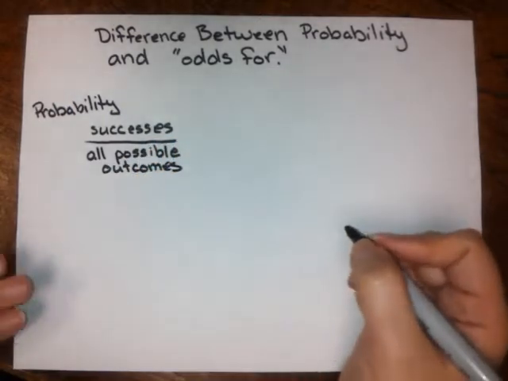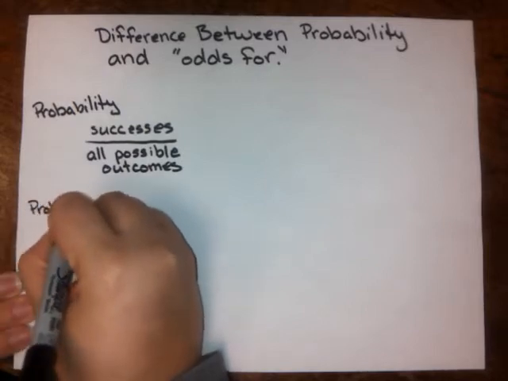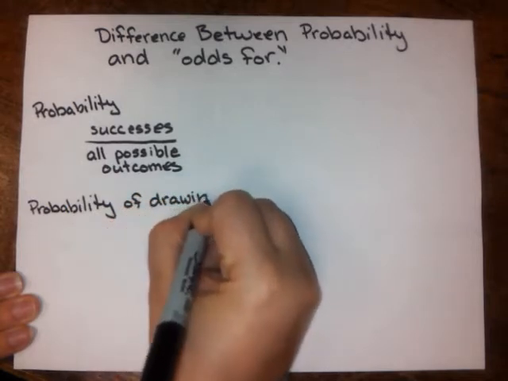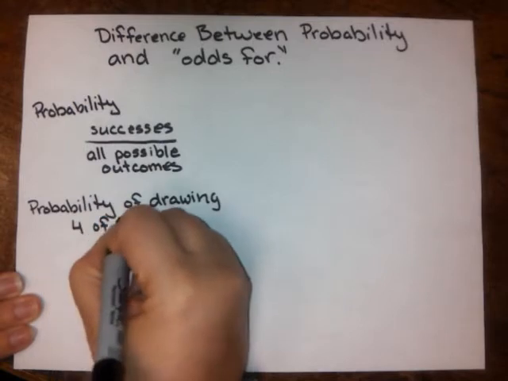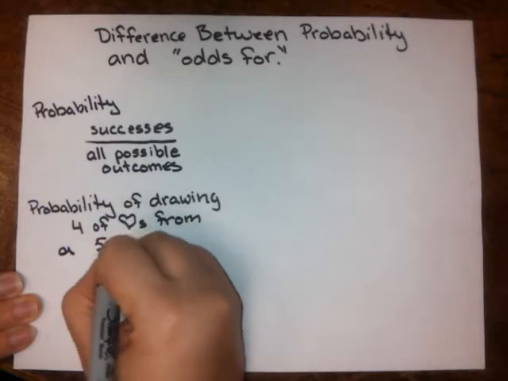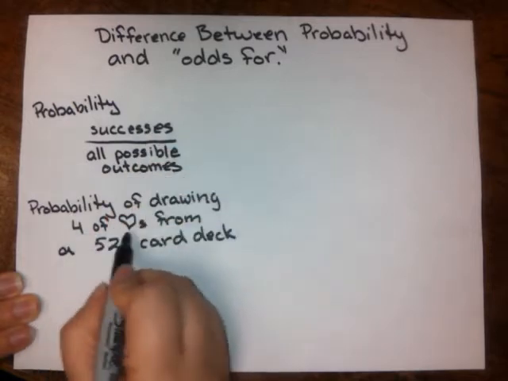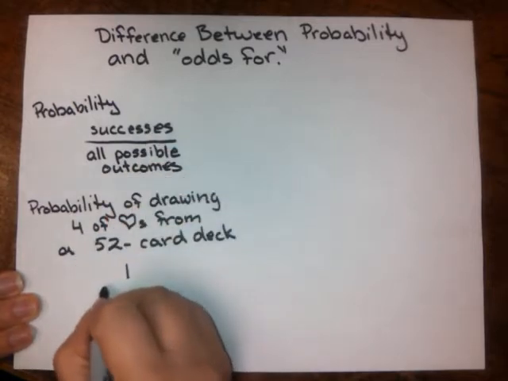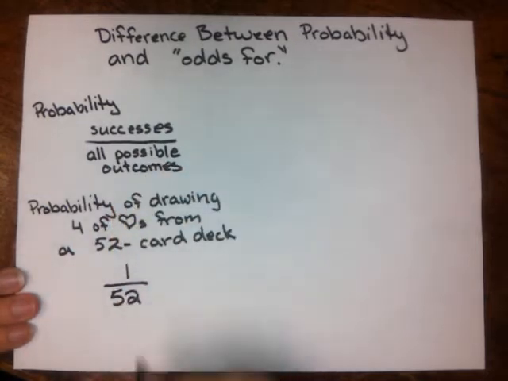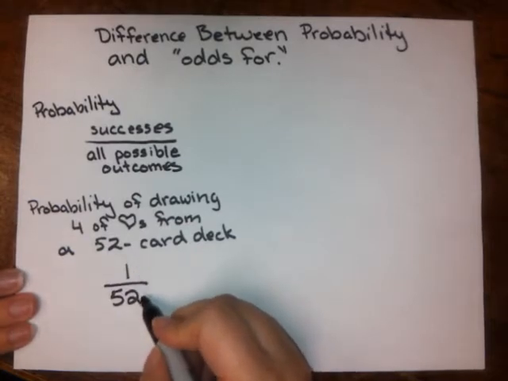Okay, so like I said before, probability of drawing a 4 of hearts from a 52 card deck. Well, there's only one possible success. There's only one 4 of hearts in that deck over all possible outcomes. There's 52 cards, so I could draw any one of those 52. My probability is 1 over 52.